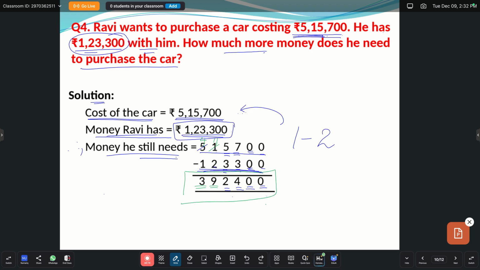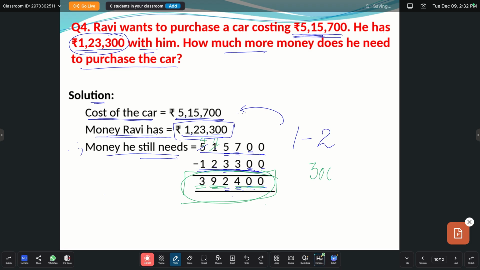So, Ravi needs 3,92,400 rupees more to get this car that costs him 5,15,700.